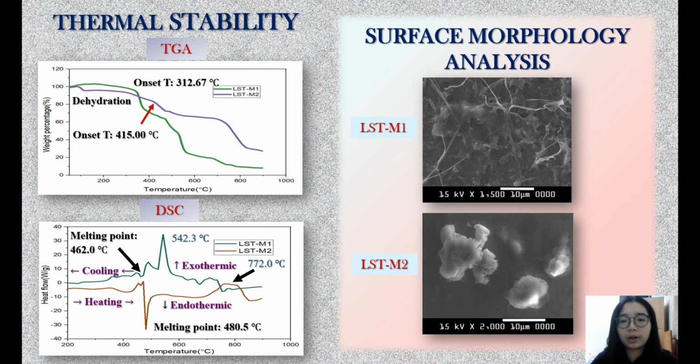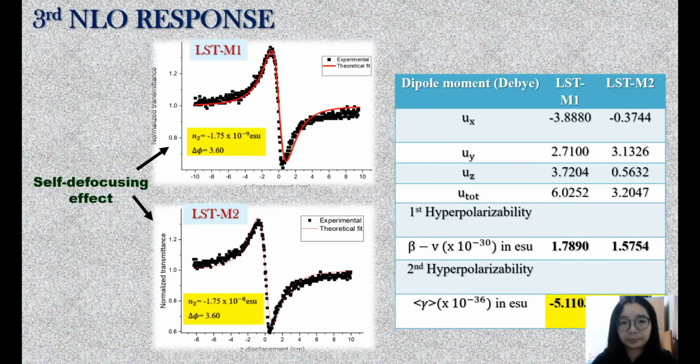Here are the surface morphologies of both of the compounds, and it can be highlighted that LSTM1 is highly conductive as compared to LSTM2. This is due to the presence of an intensive network of cross-linking microfibrils, which is assumed to facilitate the mobility of the charge carriers from one side of the molecule to the other side across the surface.